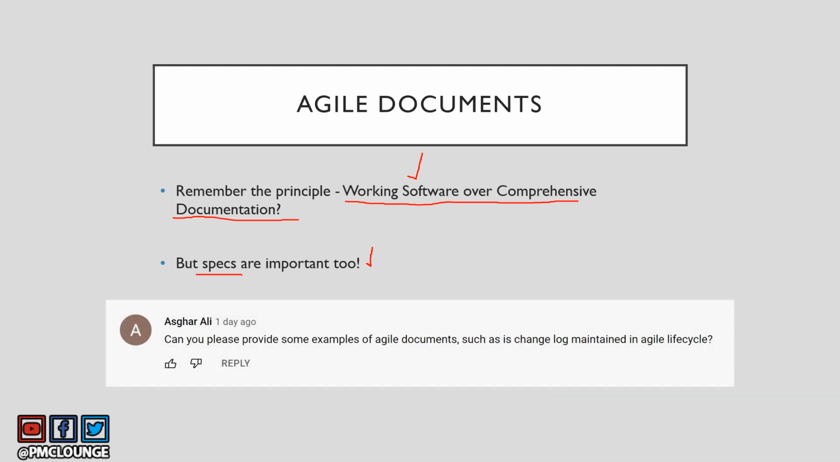And this video comes as part of a comment where this person, Asgar, wants to know what are some examples of the Agile documents, such as a change log, if that is maintained in the Agile lifecycle. So what are these different documents? Let's take a look at that. In this slide, we have basically talked about how there is a requirement specification document, which is very important. And then there is an Agile principle, which says working software over comprehensive documentation. So documentation is important, but comprehensive documentation is perhaps something that you're not going to find in Agile.